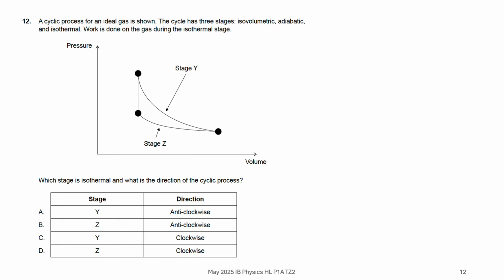All right, so hopefully you've had a chance to look at this now. What we're being asked to do here firstly is to identify the difference between the two stages, Y and Z, and making sure we know which one is adiabatic and which is isothermal. And then we're going to try and work out the directions. So we're going to try and rule out Y and Z, and then we're going to try and look at the directions.